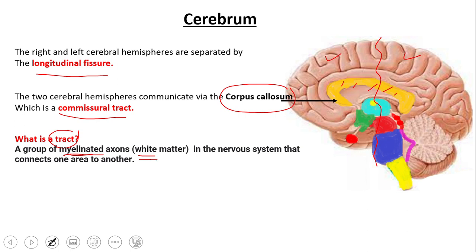And the tract communicates information within the central nervous system from one area to another. If the tract communicates information between the two cerebral hemispheres, we call that a commissural tract. If it communicates information within the same cerebral hemisphere, it is an association tract. And if it communicates information between the brain and the spinal cord, we call that a projection tract.